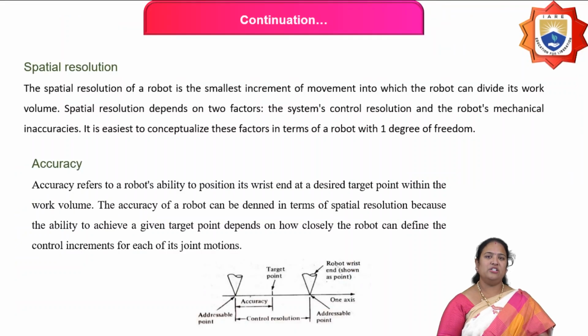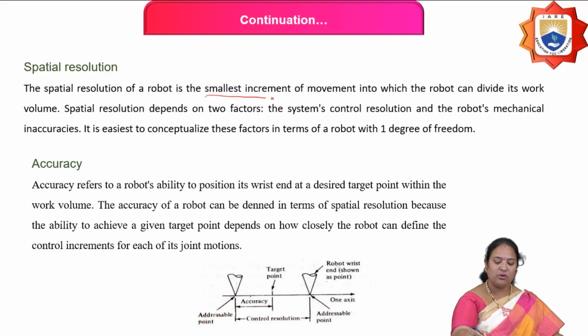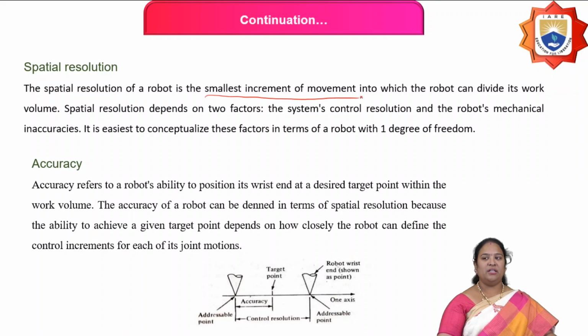In spatial resolution, the robot can measure even the smallest increment of movement. For example, in our metrology subject, with the help of a vernier caliper and a micrometer gauge, we can measure even the thickness of a small thin wire. In the same way here, spatial resolution gives the smallest increment of movement into which the robot can divide its work volume.